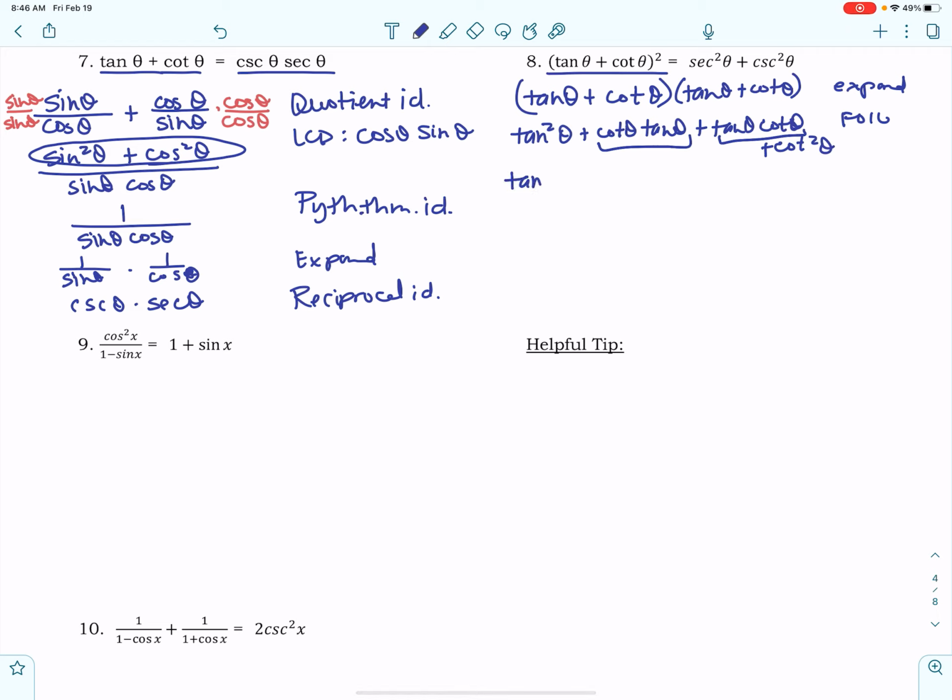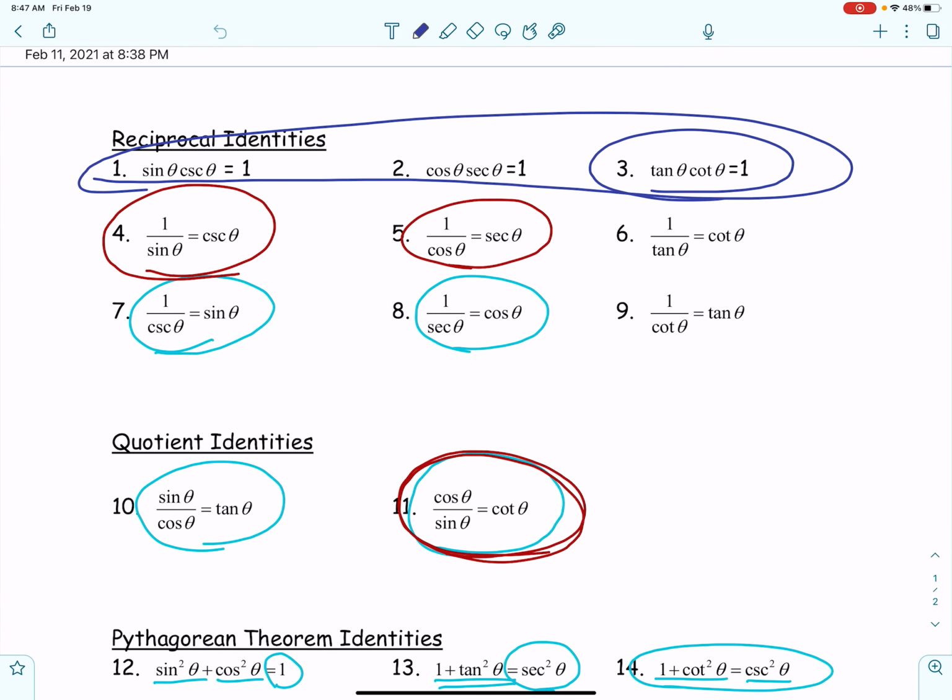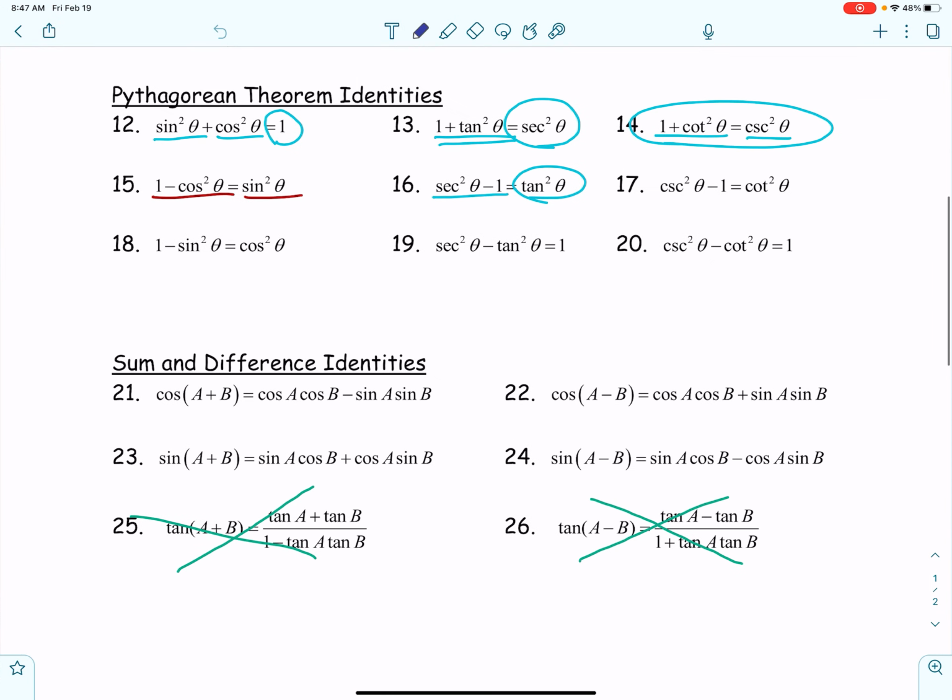So I end up with tangent squared theta plus 1 plus cotangent squared theta. And why was I able to do that? Because of my reciprocal identities. Awesome. So now what I'm going to do, if you'll notice this is squared and this is squared, I want you to revisit your identities sheet again and look at your Pythagorean triples. I want you to notice, this is beautiful, you're going to love it. 1 plus cotangent squared can be replaced with cosecant squared, and 1 plus tangent squared can be replaced with secant squared.